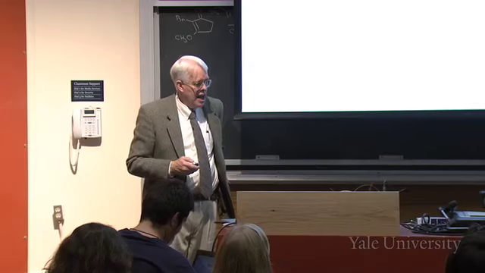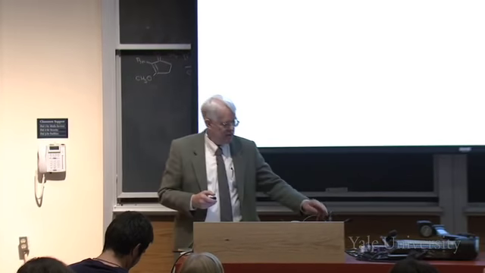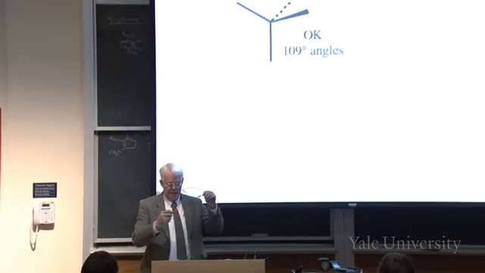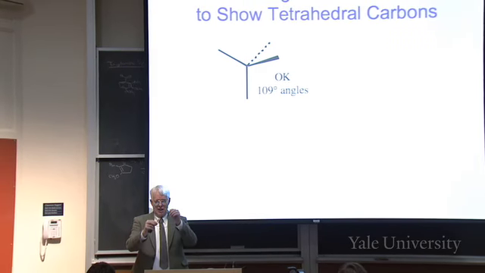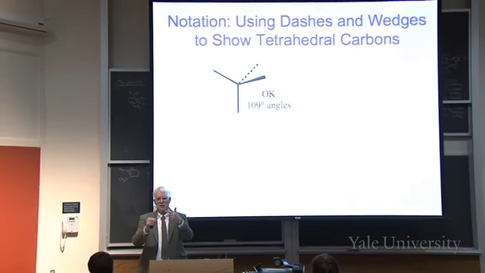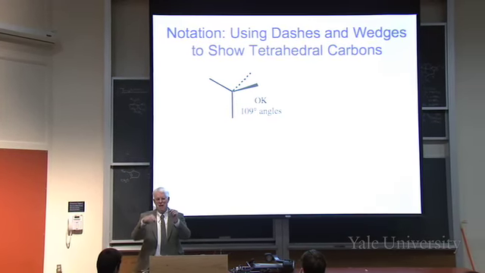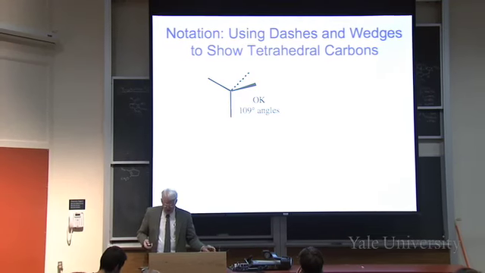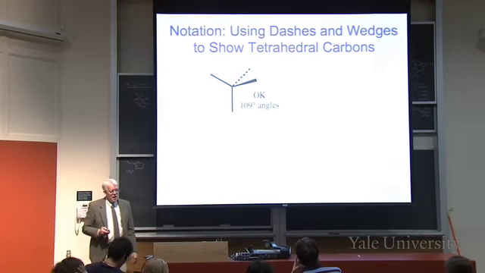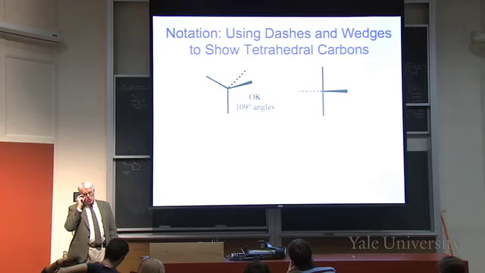That one's okay, and clearly corresponds to a tetrahedron with 109-degree bond angles, shown like this, right? The blue one's coming out at you, the yellow one's going back, green and red up and down. Okay, so that drawing is fine. What's wrong with this drawing?